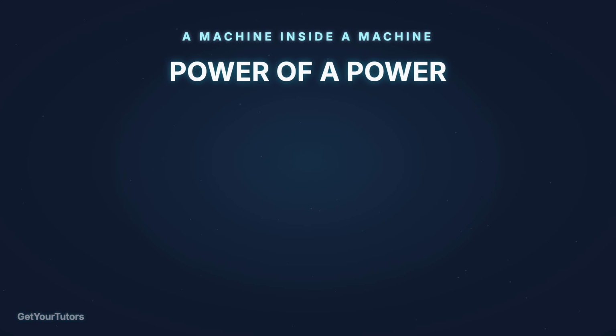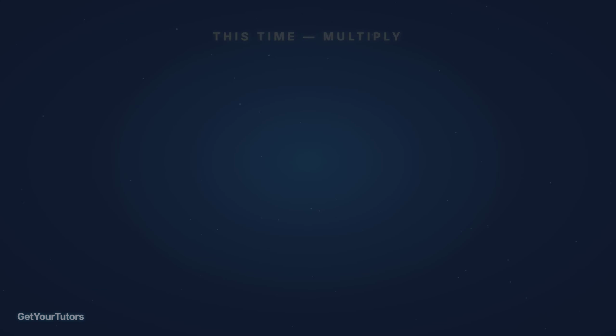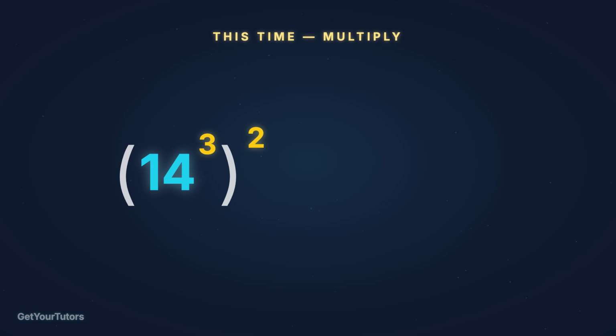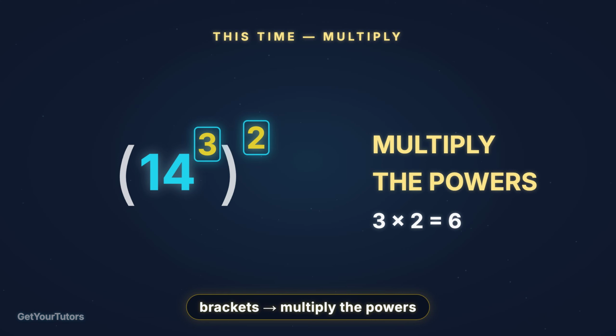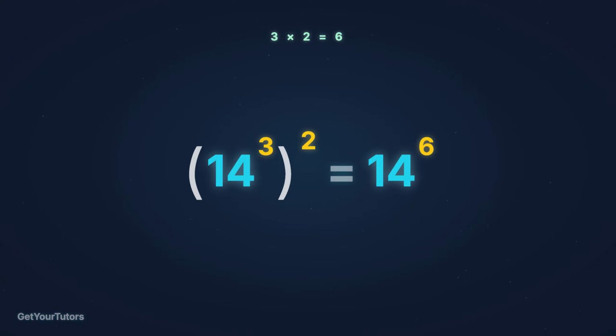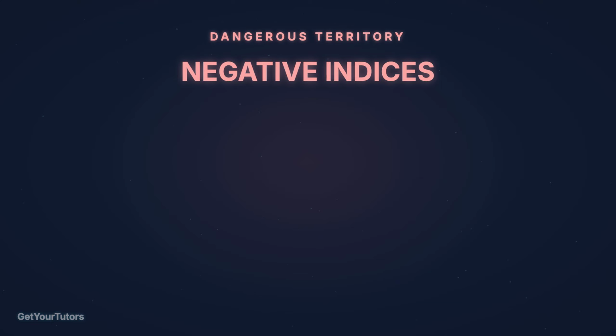Now, imagine wrapping the cloning machine inside another giant machine. This is a power raised to another power. We use brackets for this. 14 cubed, wrapped inside brackets, all raised to the power of 2. In this specific case, you must strictly multiply the two powers. 3 multiplied by 2 equals 6. The mathematical expression elegantly simplifies to 14 to the power of exactly 6. You get the mark.